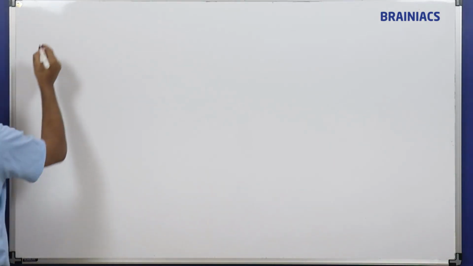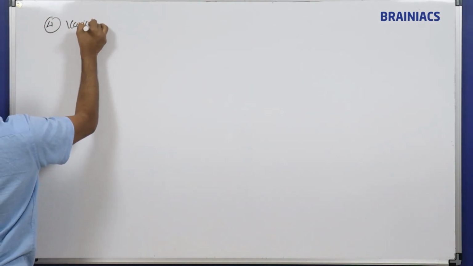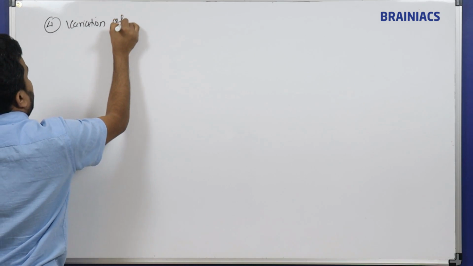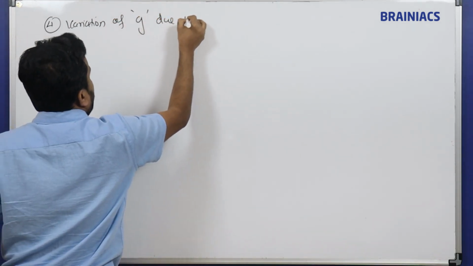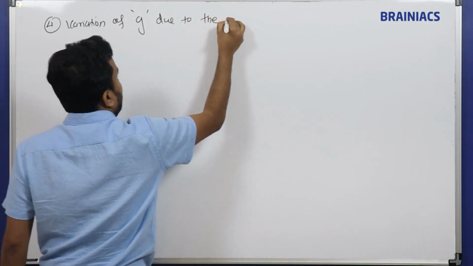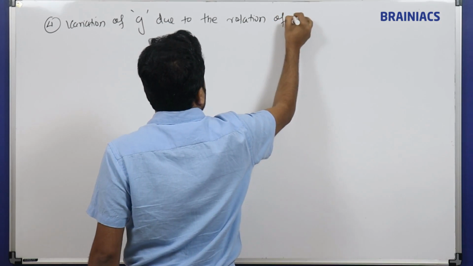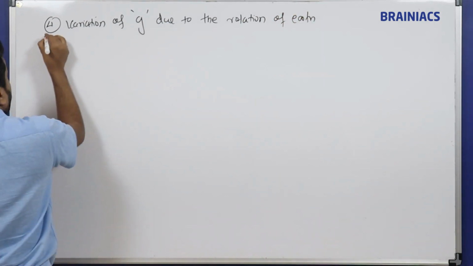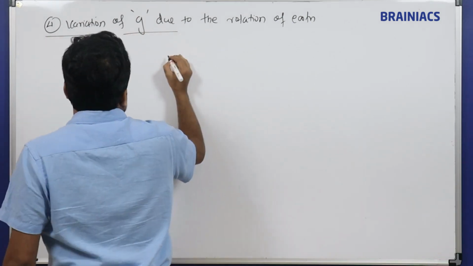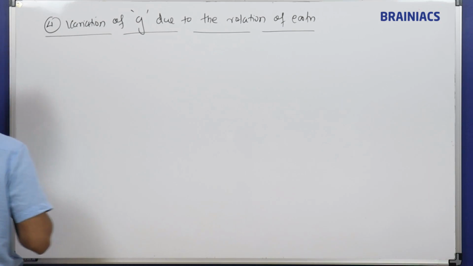So the fourth one: variation of g, acceleration due to gravity, due to the rotation. You have to write every point in your notebook. Rotation of Earth. Notebook is the highlight here. Again I am telling, variation of acceleration due to gravity due to the rotation of Earth.